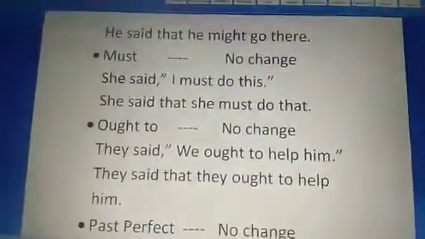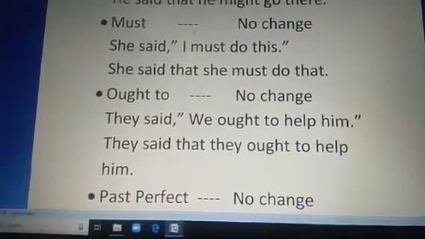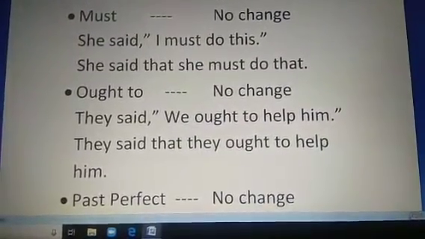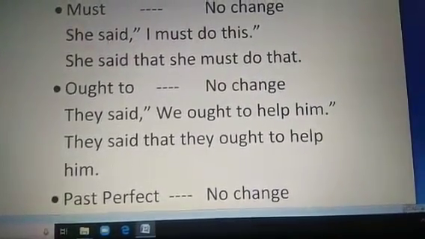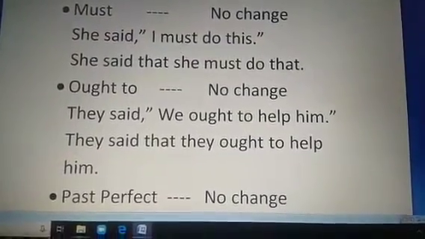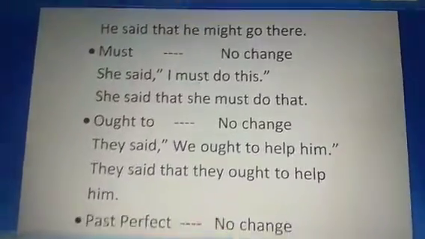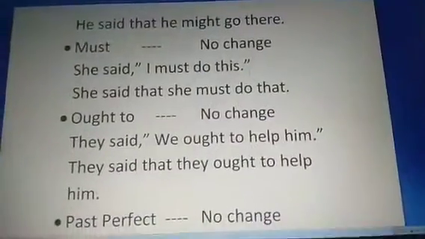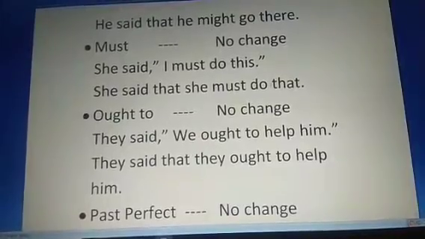Now, as far as must is concerned, it will not be changed. It will remain as it is. So no change for must. Must will remain the same. And the example is, she said, I must do this. Now, said is the reporting verb, but even if the reporting verb is in past tense, the must of the reported speech will not be changed. It will remain as it is in the indirect speech. And when it gets changed into indirect speech, it reads like, she said that she must do that.